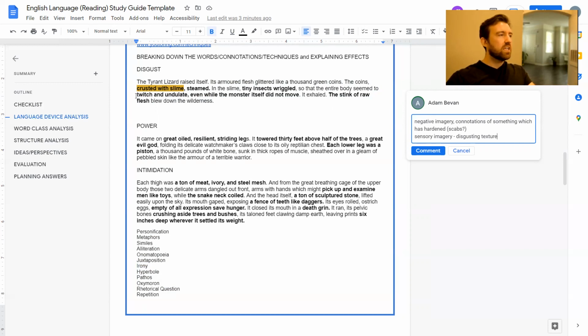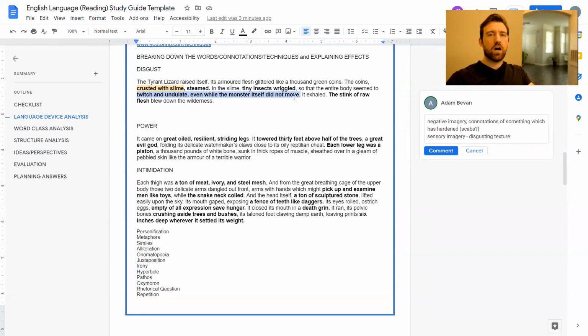I really liked "twitching" and "undulating." The tiny insects, they twitch and they undulate. So this is this horrible movement. You can imagine maggots or something like that in a dustbin or near a trash can. You know how the maggots have this weird, twitchy, gross look to them. So again, it's imagery, but since the insects are wriggling but the monster isn't, we've now also got juxtaposition.